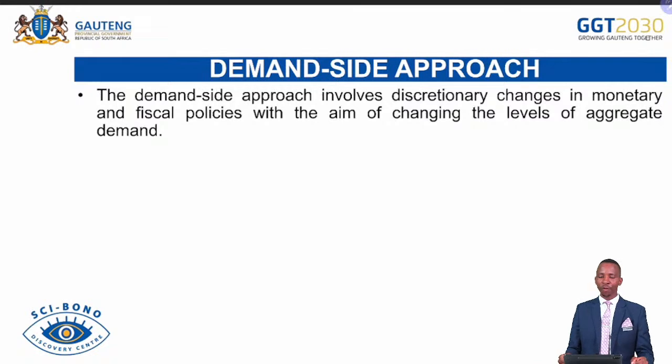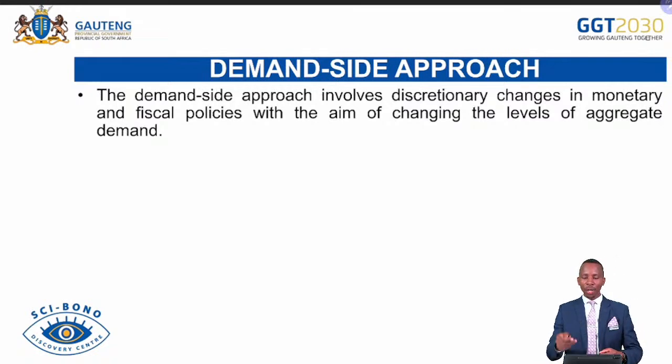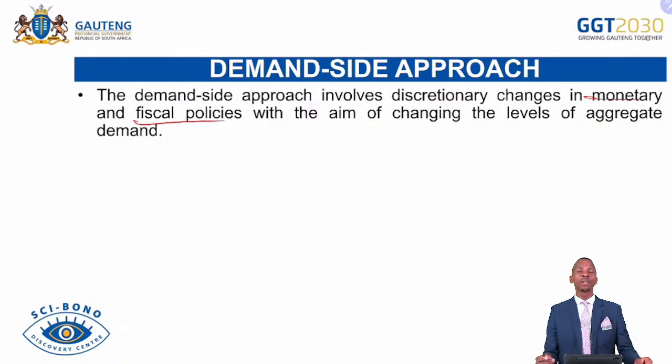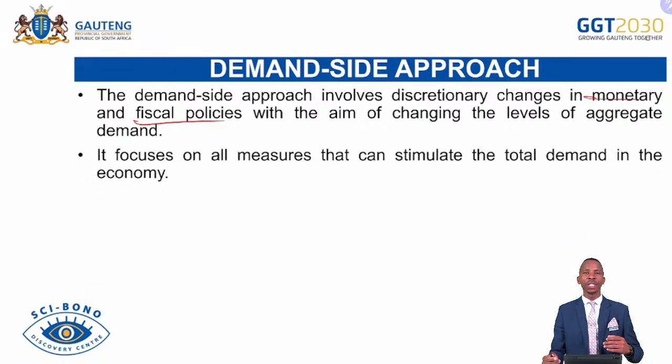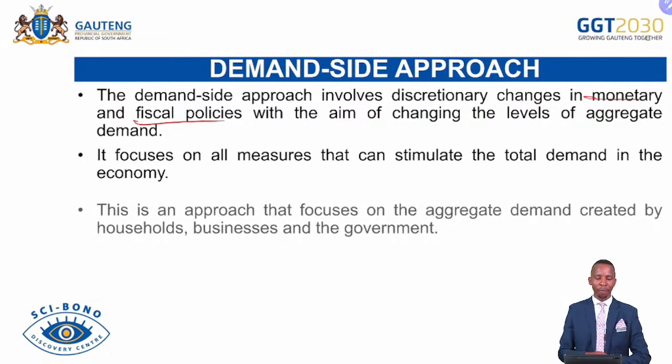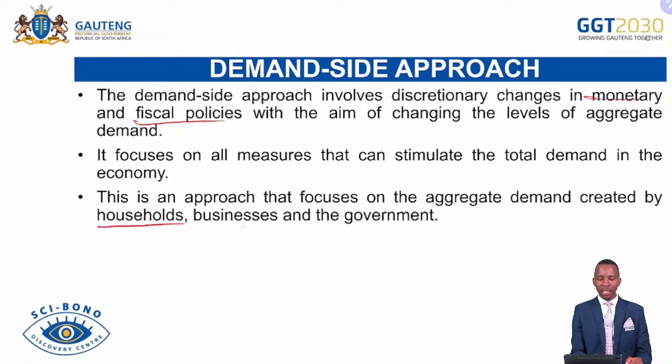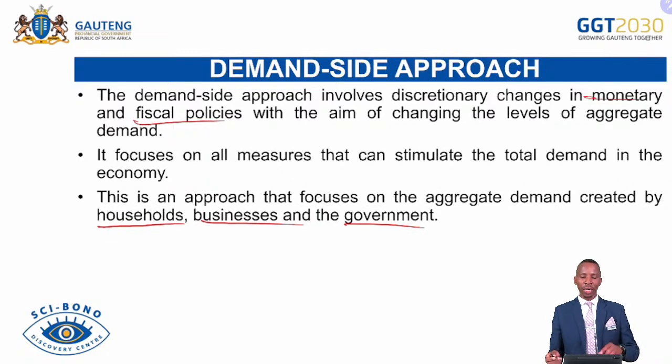The demand side approach involves decisions and policies that go together with changes in monetary and fiscal policy, with the aim of changing the level of aggregate demand in the economy. It's all about those policies and approaches used to influence changes in fiscal policy and monetary policy for the sake of influencing aggregate demand. It focuses on all measures that can stimulate total demand in the economy. This approach focuses on aggregate demand created by households, businesses, as well as the government. So these economic stakeholders are at the center of this demand side approach.